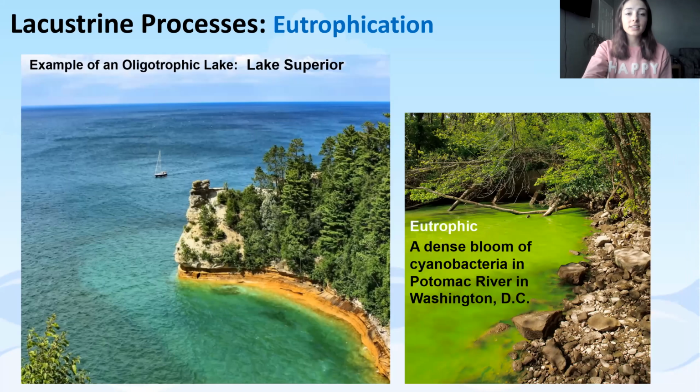Here's an example of a beautiful picture of Lake Superior, which is an example of a healthy, clear, bright, oxygenated, oligotrophic lake. And then on the right, we have an example of eutrophic water in this river in Washington, D.C., where we have a dense bloom of bacteria causing high biological productivity and low oxygen content.